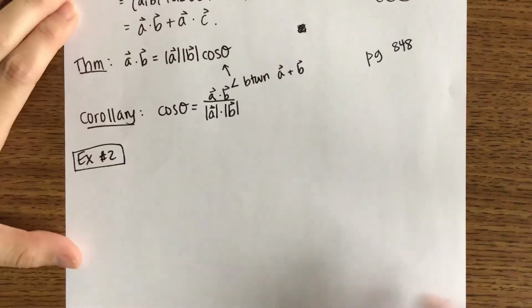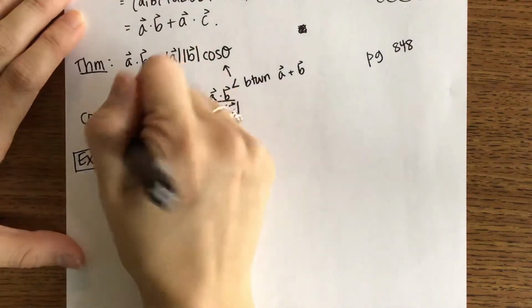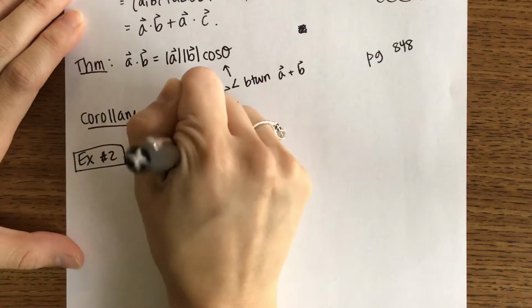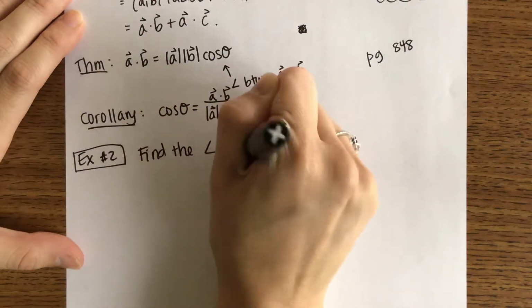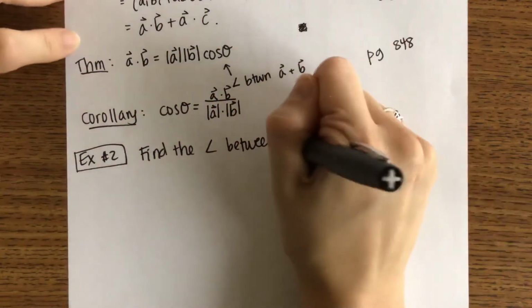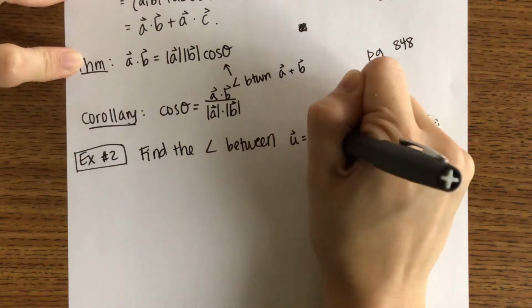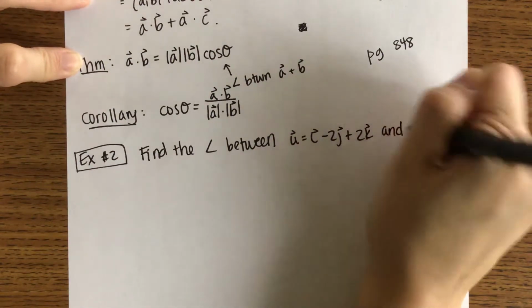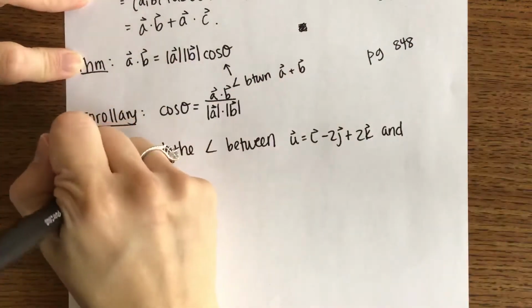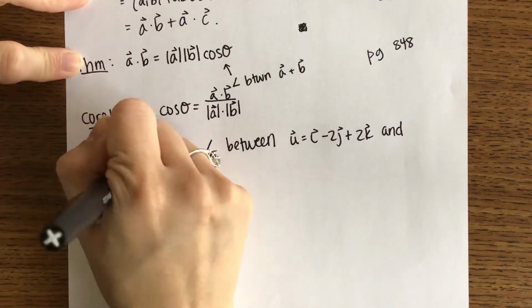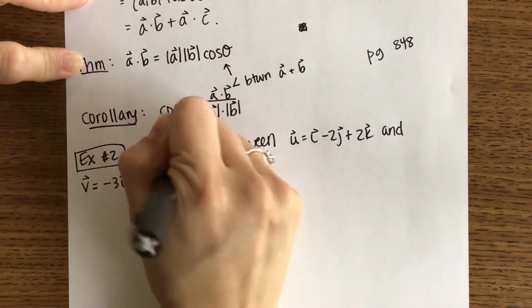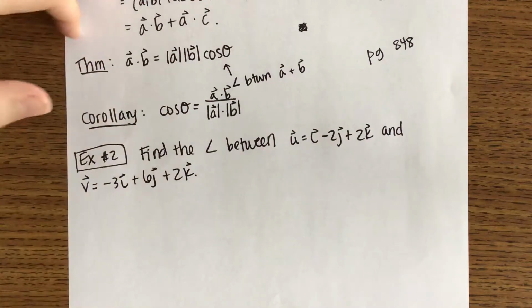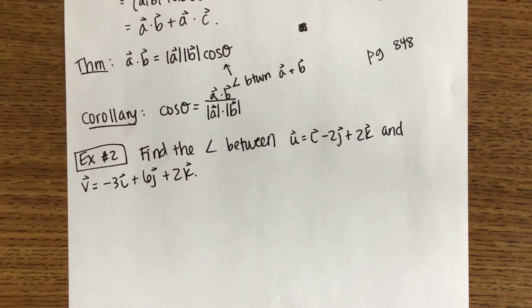Next example. We are going to find the angle between vector u, which is i minus 2j plus 2k, and v, which is negative 3i plus 6j plus 2k. Okay, so I want you to do this real quick. Find the angle between those two vectors, please.